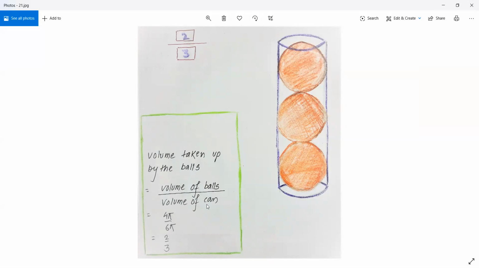So the volume of balls upon the volume of can is 4 pi upon 6 pi. When you simplify it, you'll get the answer 2 by 3. Since there's no option, the value for this question is 2 by 3.